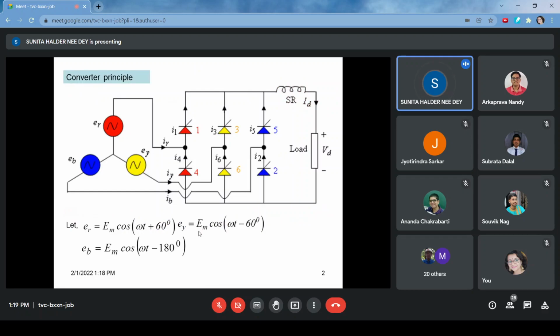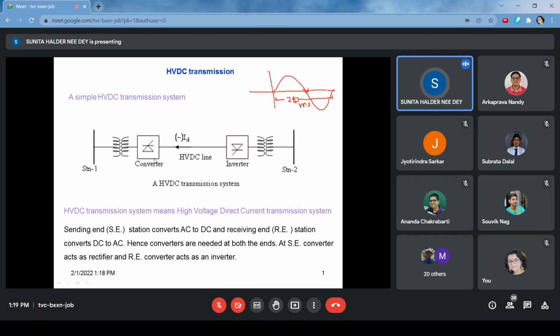Now, one more thing. Here I have told you that this sending station one converter will work in rectifier mode, and the station two converter will act in inverter mode when power is transferred from station one to station two. But now you know, by changing the angle delta, leading or lagging, we can reverse the power flow. So when power flows from station two to station one, this converter will be operated as a rectifier, and that converter will act as an inverter, and that is possible by changing the firing angle of the thyristor.